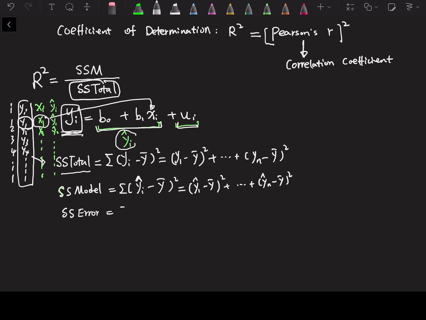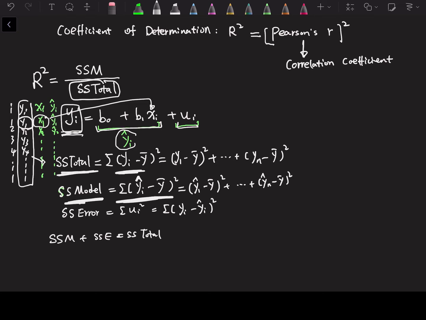That's the sum of error squared. For each observation, you have the observed value of y minus the predicted value of y, squared. That's the sum of squares error. So basically, sum of squares model plus sum of squares error equals sum of squares total. Again, this is the total variation in y, the variation in y explained by the model, and the variation in y explained by the error.